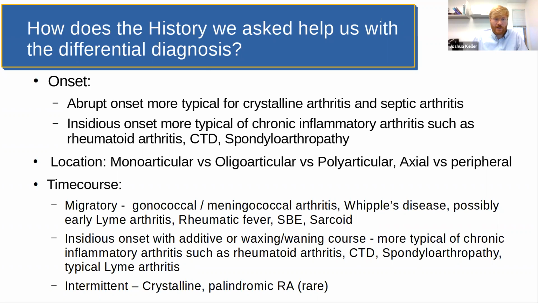Insidious onset, that is probably our biggest group. It's basically everything else. So rheumatoid arthritis, all the connective tissue diseases, spondyloarthropathies, sarcoid obviously can also present that way. And then typical Lyme would be this slowly growing knee that patients report. And then the intermittent crystalline and palindromic RA, which we do see, which would be a very aggressive look. It seems almost like a gout or pseudogout crystalline arthritis, but no crystals are identified, and often it is seropositive.